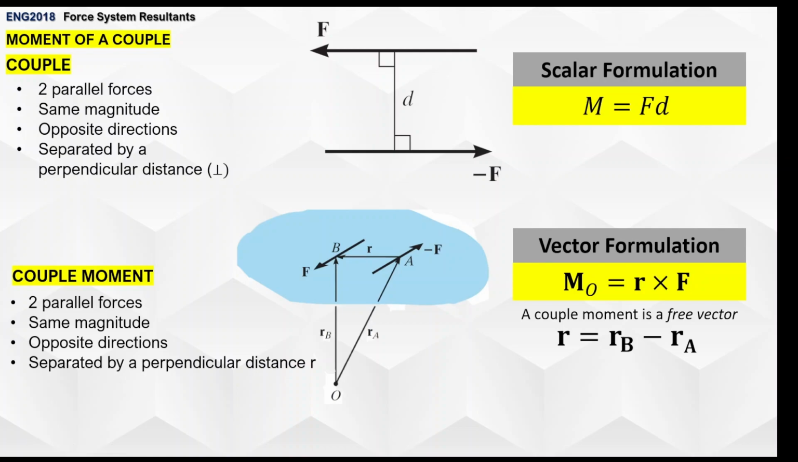Okay? So RAB is RB minus RA. So the scalar formulation pa rin is moment equals force times perpendicular distance, and the vector formulation is just simply the cross product of position vector r and force vector F. A couple moment is a free vector. So in this case, yung r na to, it's just simply rb minus ra.